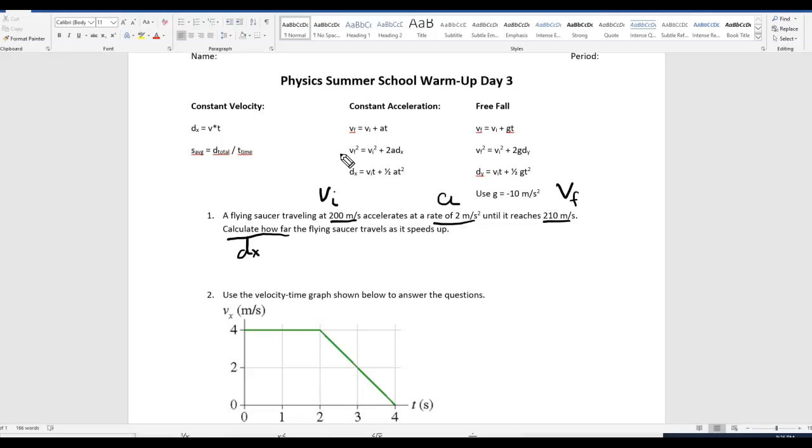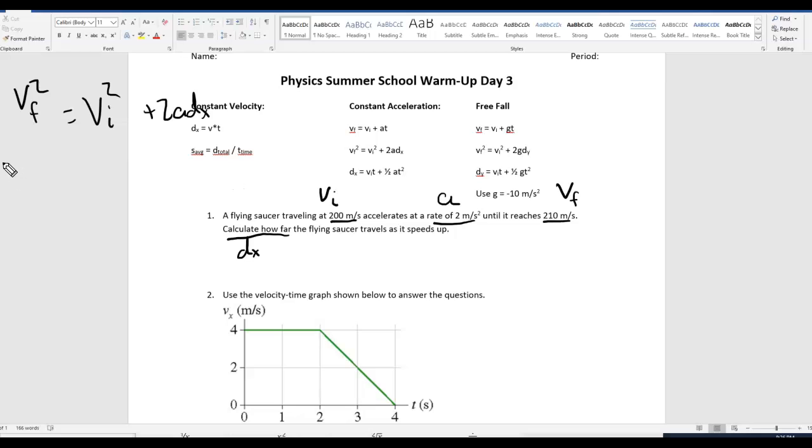Okay, so I'm going to look at my equations. I'm going to pick the middle equation because that's the only one that has all of the information I have. I'm going to write down my equation and then I'm going to plug in. Okay, so my equation is VF squared equals VI squared plus 2ADX. Okay, remember dx is displacement. The reason that dx is there is because the flying saucer is traveling side to side. Okay, later when we do free fall problems, we'll see we use dy to indicate displacement that's up and down. Okay, so that's why it's dx.